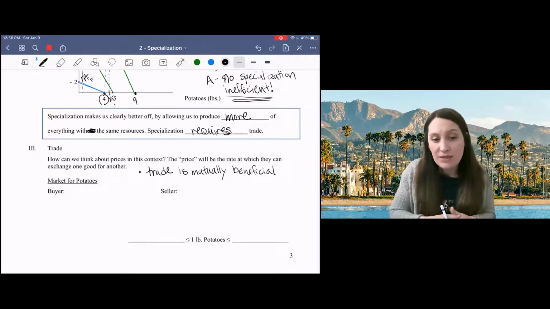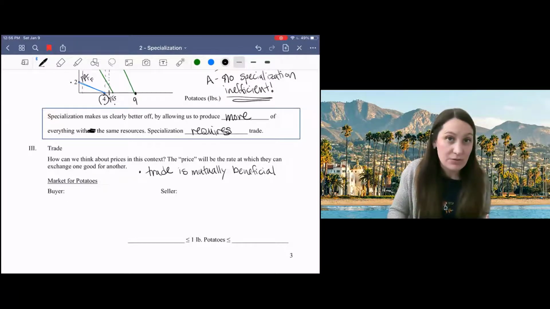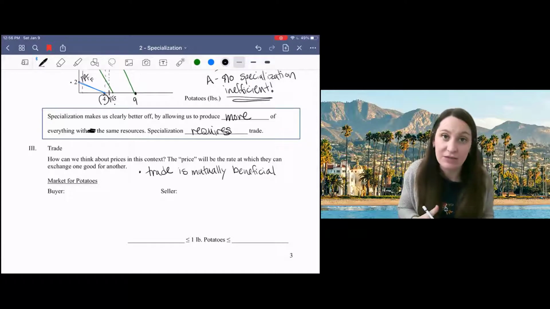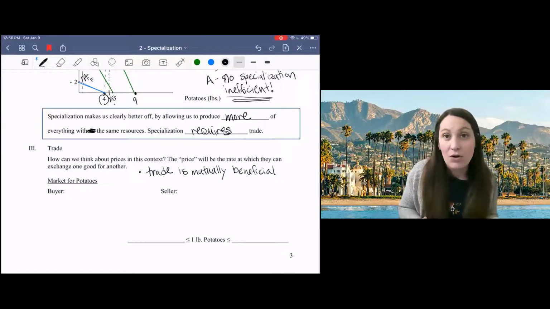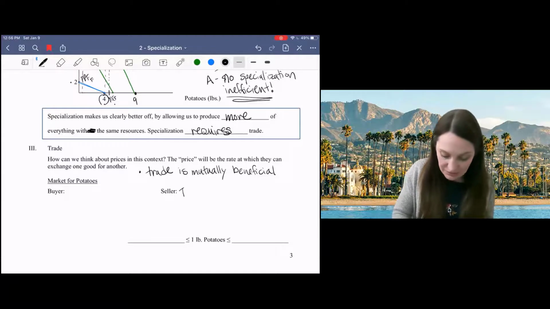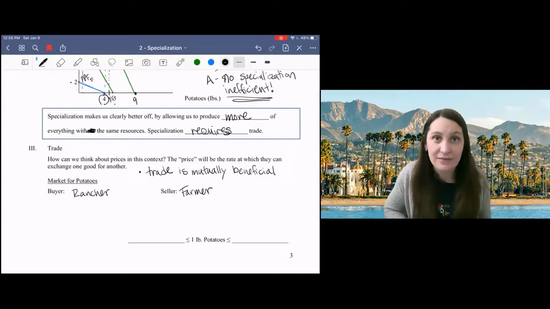All right, so to think about the price of potatoes, we want to think a little bit more carefully about the market for potatoes. Who is buying potatoes and who is selling potatoes, and how does that influence the price? So we know that if anyone is producing potatoes, it's the farmer. The farmer will be the seller of potatoes, and the rancher will be the purchaser of potatoes. It's likely in this case that the rancher will not produce as many potatoes as he would like to consume, so he will need to buy some from the farmer.